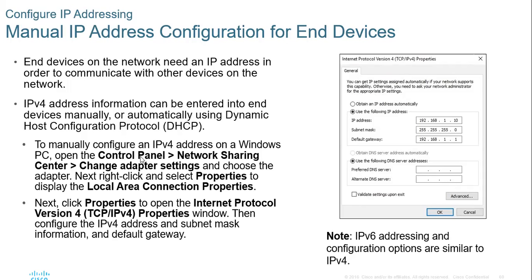To manually give the IP address, what are the steps? Go to Control Panel, Network and Sharing Center, Change adapter settings, choose the adapter. Next, right click and select properties to display the local area network properties. This is the panel it will show. Next, click on properties to open the Internet Protocol version 4, TCP/IP version 4 properties window. Then configure the IPv4 address, subnet mask information and default gateway.